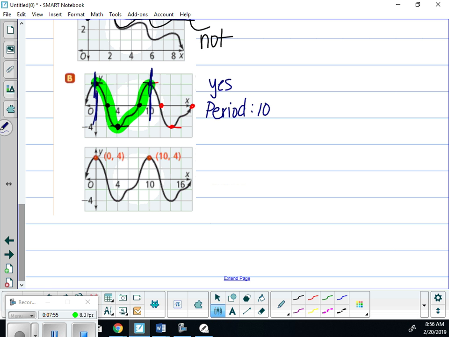And this third graph is actually just a repeat of the B graph. They just put in some points for us to look at.